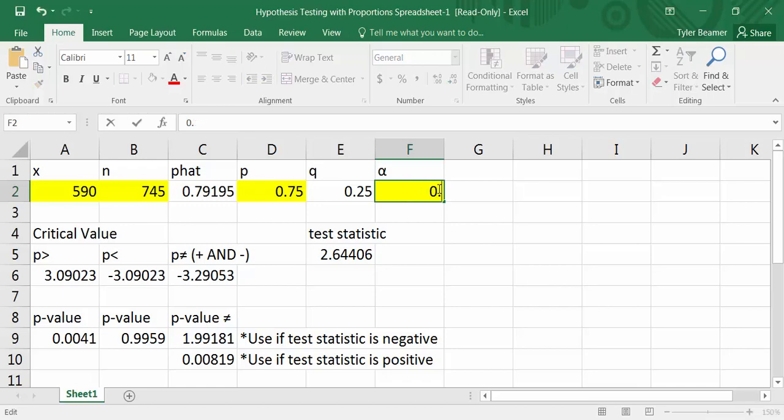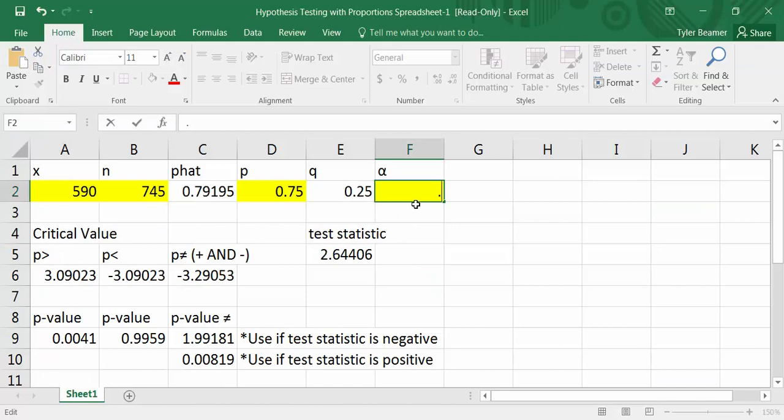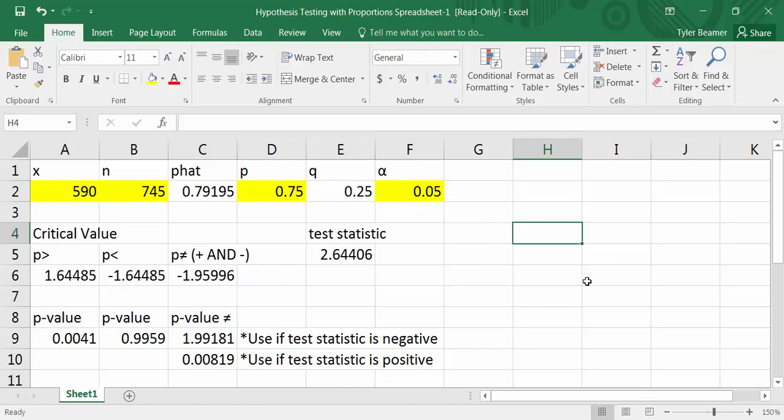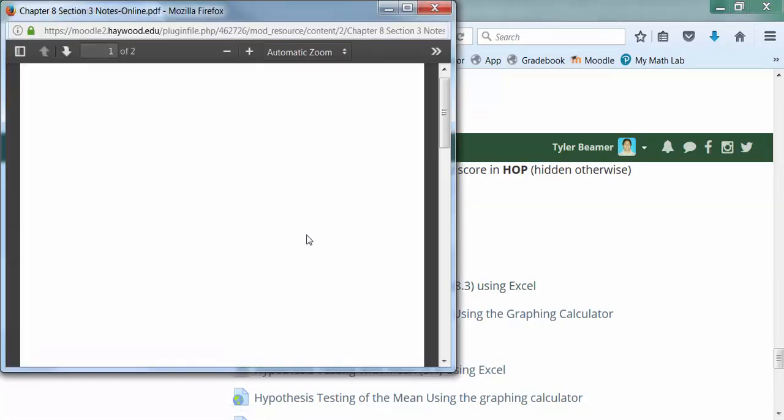And then alpha is your significance level. That also comes from the problem. It says use a 0.05 significance level. So that's what alpha is. Okay. Once we plug in all of that information, everything else should get calculated. Our test statistic is calculated from all of the data that we have in this row. Let me actually pull up the notes from section 3.